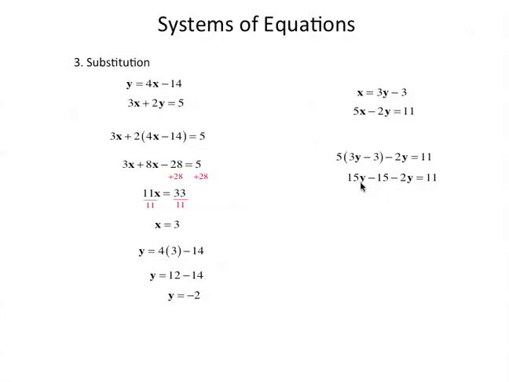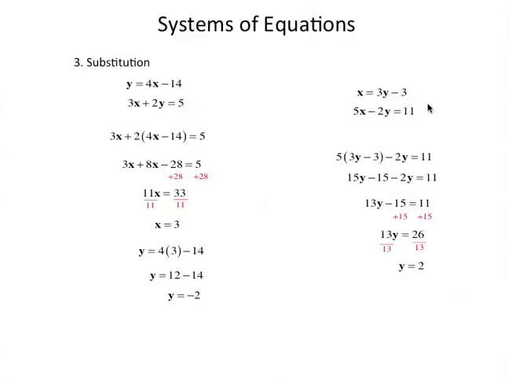I'm going to add my like terms. The 15y take away the 2y is 13y, so I'm left with 13y minus 15 is equal to 11. I want to get rid of that minus 15, so I'm going to add 15 to both sides. And that's going to give us 13y is equal to 26. I want to get rid of the 13, which is multiplying the y, so I'm going to divide both sides by 13, and that gives us y is equal to 2.